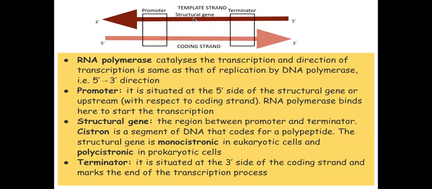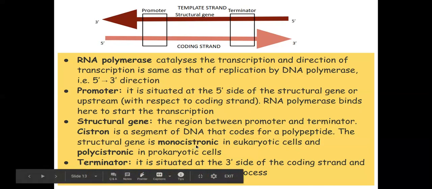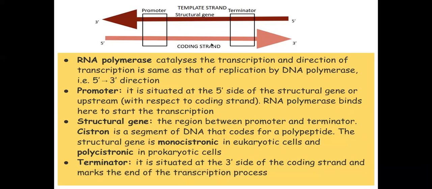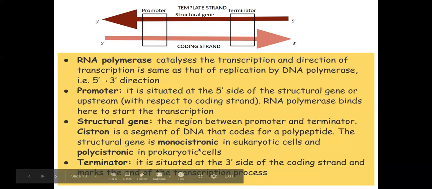It could either be monocistronic or polycistronic. Here you can see a monocistronic structural gene found in eukaryotic cells, and polycistronic structural genes found in prokaryotic cells. What is a cistron? Cistron basically is an alternate term for a gene. So if the structural gene has one cistron, it is called monocistronic. If it has more than one cistron, it is called polycistronic.